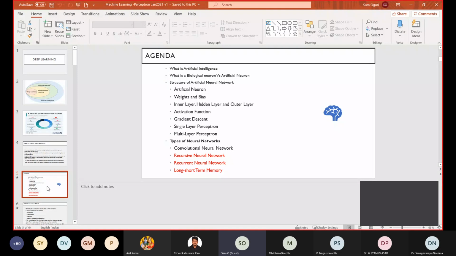And then we will talk about the convolutional neural network. And then after which, if we have time, I think we can go very little into RNN, recursive neural network, recurrent neural network, and LSTMs. And this is what our agenda looks like.